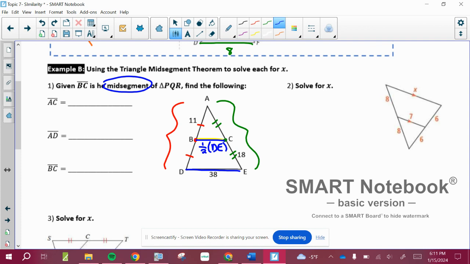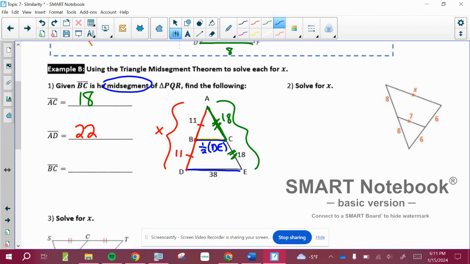So let's fill in our missing pieces here. We want to find the length of AC. That's this length right here. Well, I know it has to be congruent to CE. So if CE is 18, so is AC. The second one's asking for the length of AD. Now that's the entire side here, AD. So we're going to use the mid-segment piece here to help us. If AB is 11, so is BD. They're the same. Baby equals baby. So if both babies are 11, the whole thing is 22.